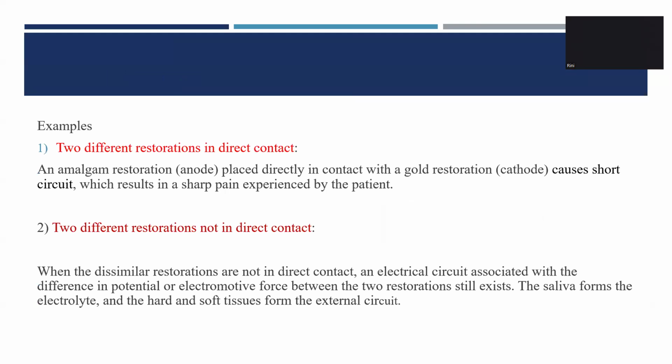The second example is two different restorations not in direct contact. When the dissimilar restorations are not in direct contact, an electrical circuit associated with the difference in potential, or electromotive force, between the two restorations still exists. The saliva forms the electrolyte, and the hard and soft tissue form the external circuit.